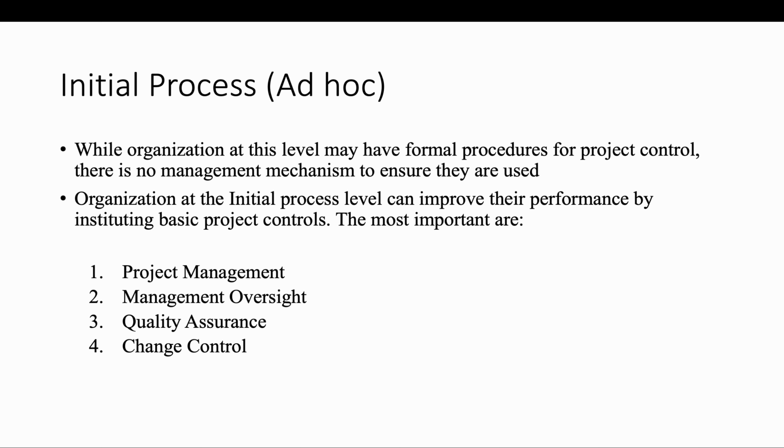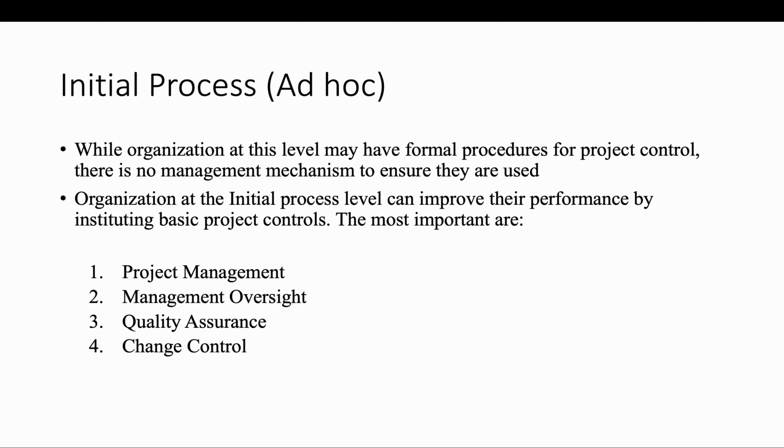So the first level of the software process maturity framework is the initial process. It is also called the ad hoc process, and it is even chaotic. Here, typically organizations operate without formalized procedures, cost estimates, and project plans. Tools are neither well integrated with the process nor uniformly applied. Change control is lax and there is little senior management exposure to the product. While organizations at this level may have formal procedures for project control, there is no management mechanism to ensure they are used.